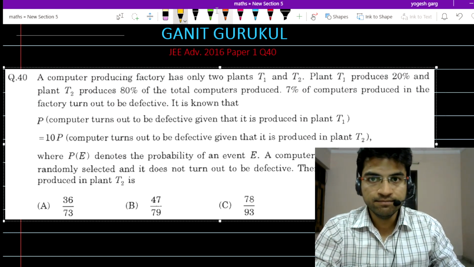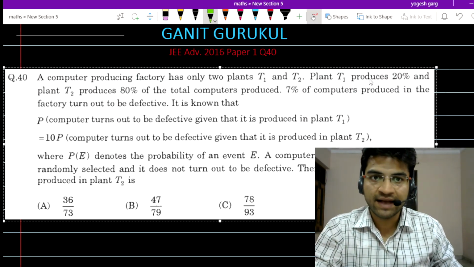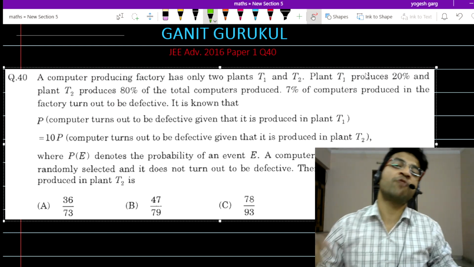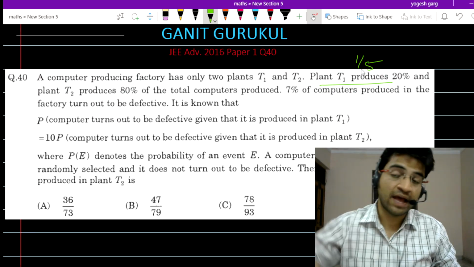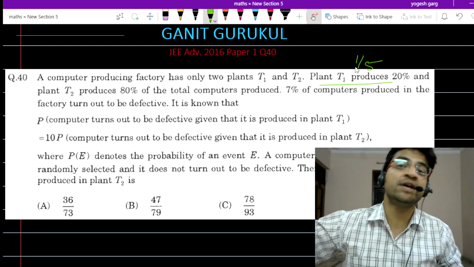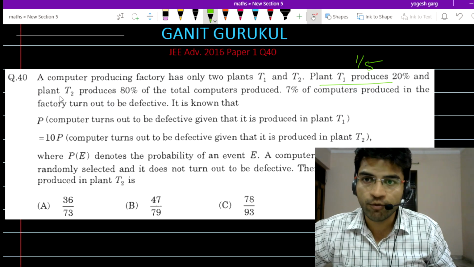So the probability of a computer being produced from plant T1 is 1 by 5, right? So this is 1 by 5. And the probability of producing a computer from T2 is 80%, it means 4 by 5, right?